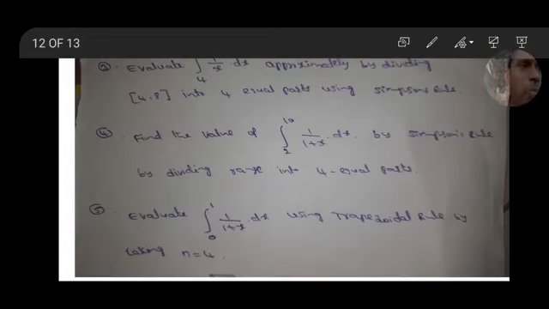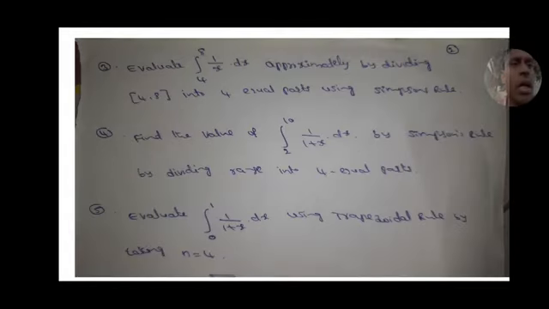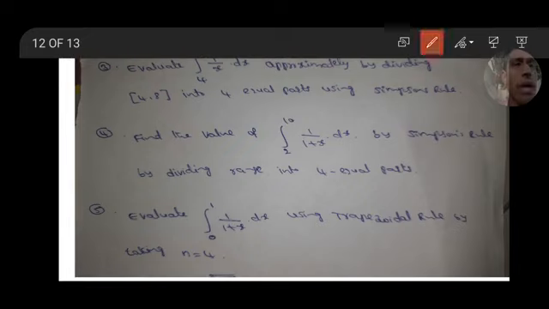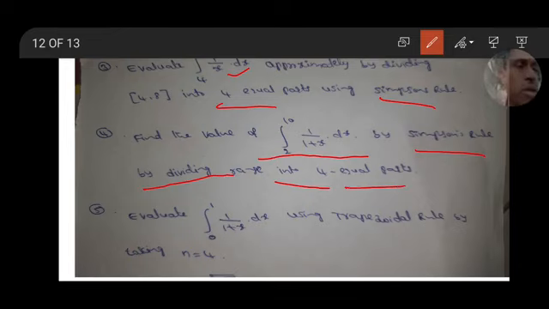Next, homework problems. Evaluate integration 4 to 8 of 1 by x dx approximately, by dividing the closed interval 4 comma 8 into 4 equal parts using Simpson's rule. Here it is given n equal to 4 equal parts by Simpson's rule, 1 by x. Next, find the value of integration 2 to 10 of 1 by 1 plus x dx by Simpson's rule by dividing the range into 4 equal parts. Here also Simpson's rule and n equal to 4 are given.